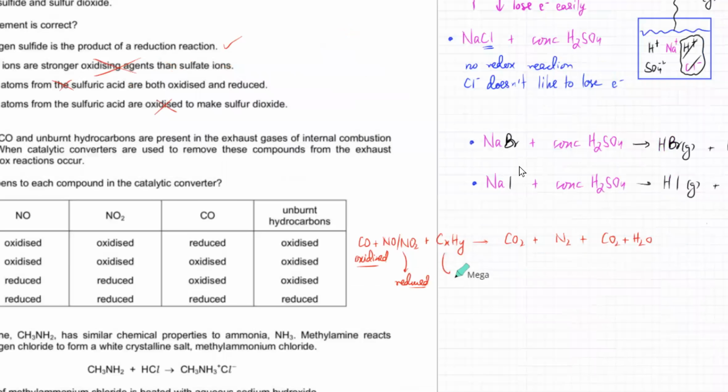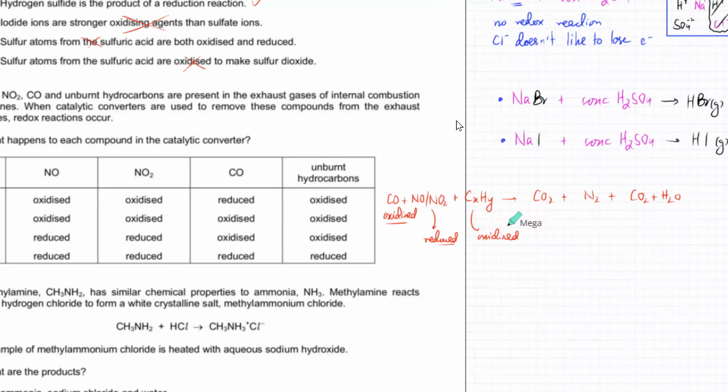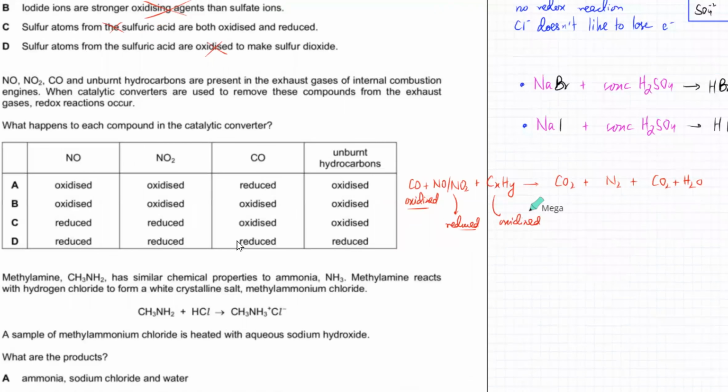And this one over here is oxidized. So these are the products. So the question is now, the first two are getting reduced and the other two are getting oxidized. So it's going to be C. The correct option would be C. Is that clear?